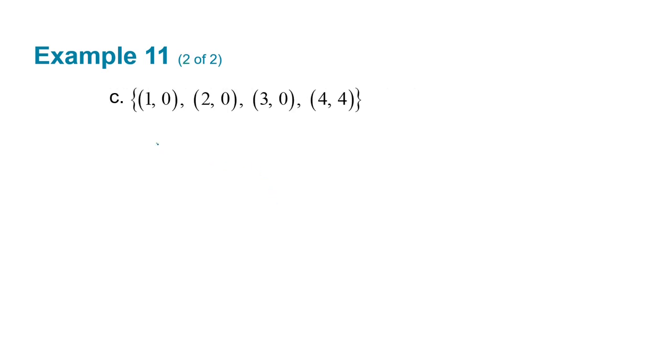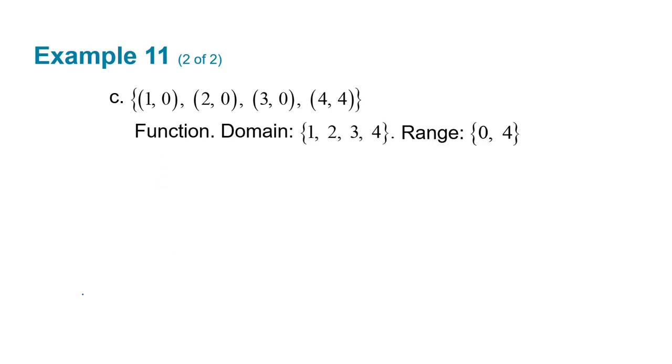In part C, 1 goes to 0, 2 goes to 0, 3 goes to 0, 4 goes to 4. Is this a function? Well, yes, it is a function. A lot of people might get the same item, but nobody got 2 items or 2 outputs, so this is definitely a function. The domain is 1, 2, 3, 4, the set of all inputs or x values, and for the range, we only have 2 possibilities. You can only get an output of 0 or 4.